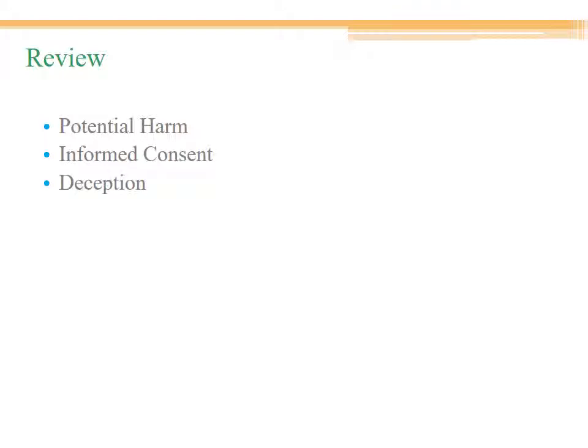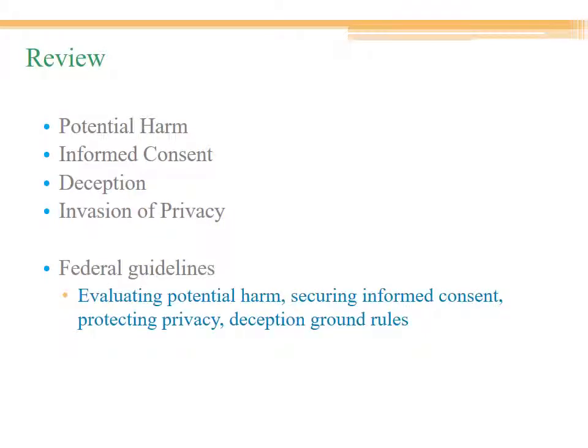To review, researchers must consider the following ethical issues: potential harm, informed consent, deception, and invasion of privacy. Furthermore, they must follow the federal guidelines associated with these four issues: evaluating potential harm, securing informed consent, protecting privacy, and deception ground rules.